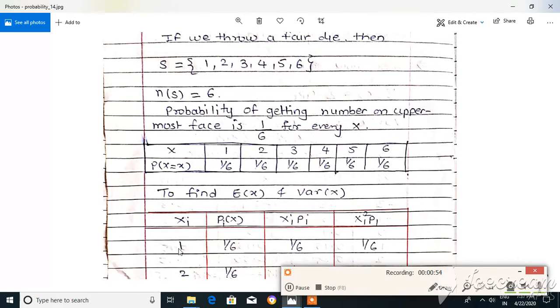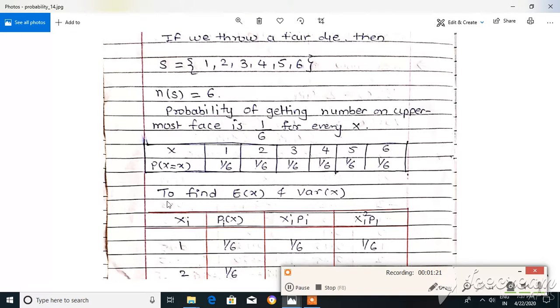This is actually a word problem and we have to find the PMF using what they have given us. So x equals 1, 2, 3, 4, 5, 6 and the corresponding probabilities are 1 by 6 in each and every case. So for this distribution, or for this PMF, we have to find its expected value and variance.